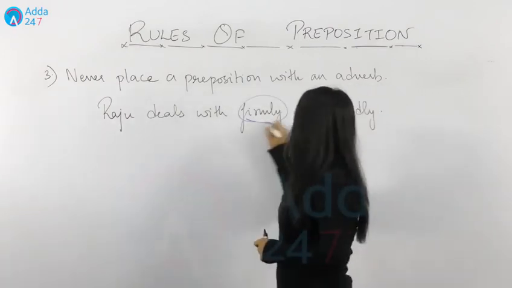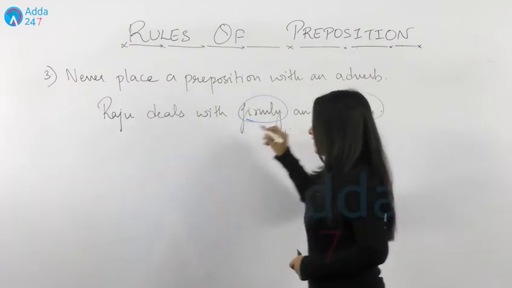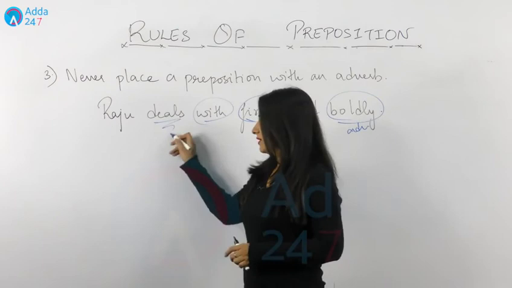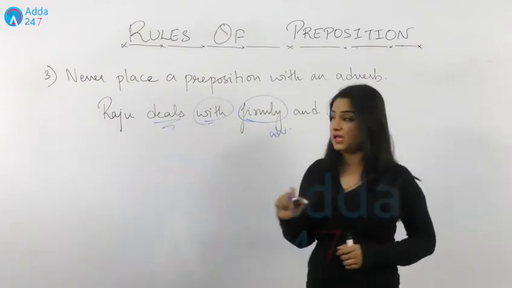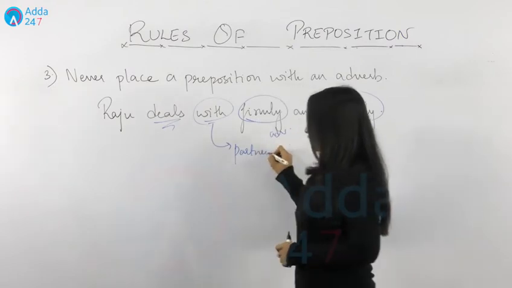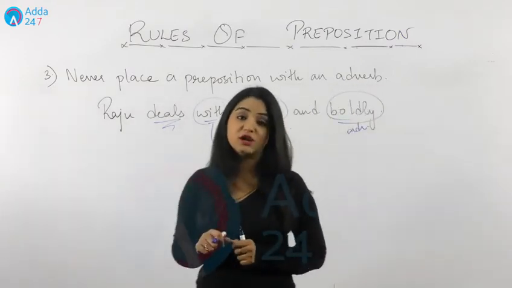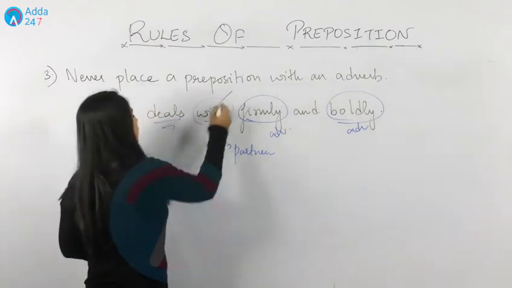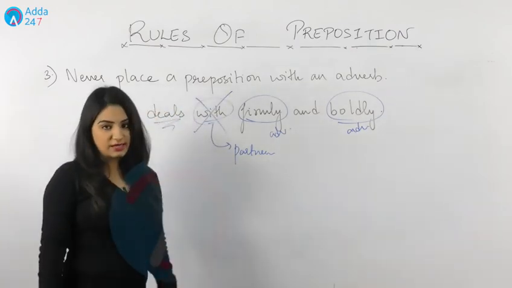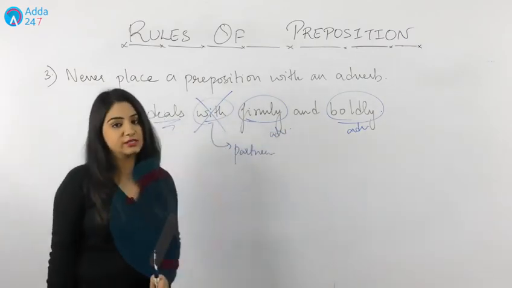Now, here firmly and boldly are adverbs, isn't it? And we have placed with. Whenever we write with deals, it says we should mention partners after it. Now, are firmly and boldly partners? No, they are not. So, we cannot use with here. Directly the sentence will be Raju deals firmly and boldly.